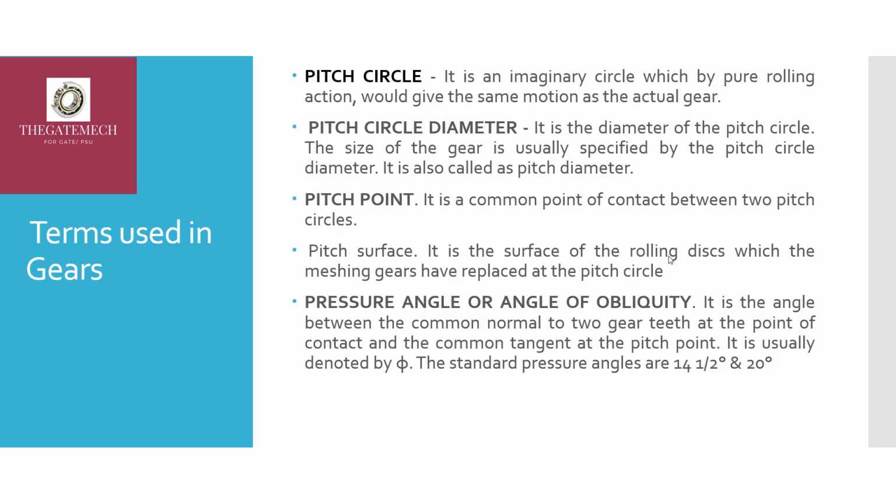Pressure angle is the most important term, denoted by phi, and the standard pressure angles are 14.5 degrees and 20 degrees. It is the angle between the common normal of two gear teeth at the point of contact and the common tangent at the pitch point.